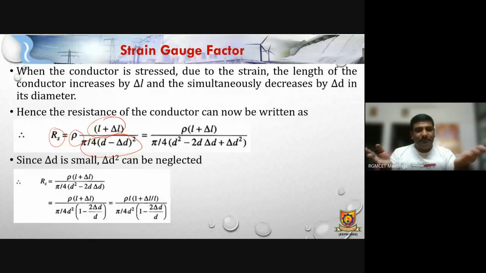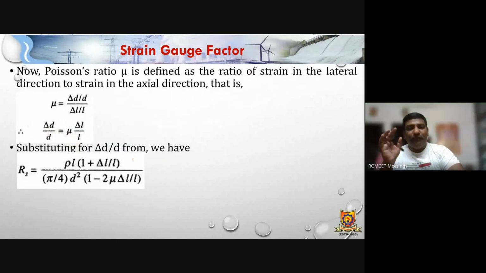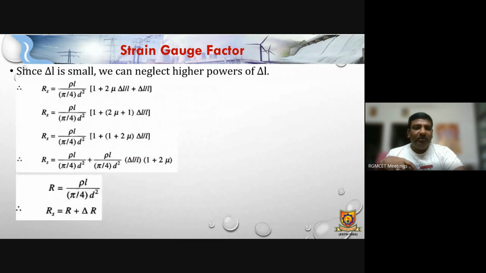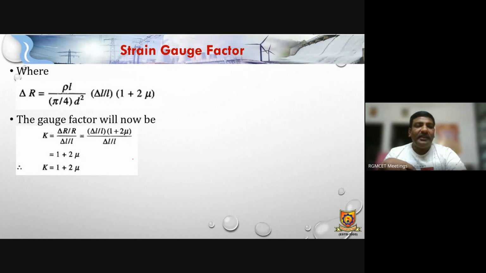We can expand this expression, neglecting the higher order squared terms, so that at the end of the derivation we have the micro strain in the axial direction, that is delta D by delta L by L. With simple mathematical derivation we can obtain the value, and finally the gauge factor can be derived as K or S equals 1 plus 2 mu. That is the value of the strain gauge or gauge factor.